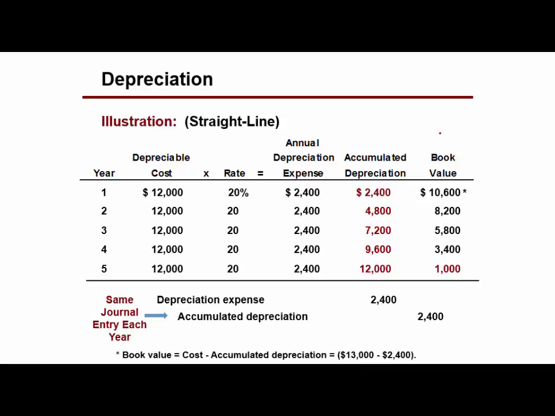In year 2, my accumulated depreciation is what? 4,800. So if I'm looking at this for year 2, 13,000 minus 4,800, right? Gives me what? Gives me the $8,200 of carrying value, book value. So the carrying value is always what? Always the original cost of the asset minus the accumulated depreciation. That's my carrying value, my book value, right?